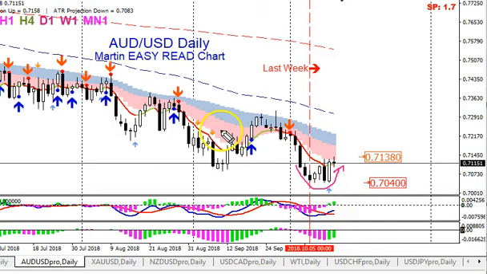Technically, see, we have pink below blue, and for the uptrend to be intact, we'd have to clear this area right here. For a short-term counter trend, look for buys above 0.7138 and sells below 0.7040.